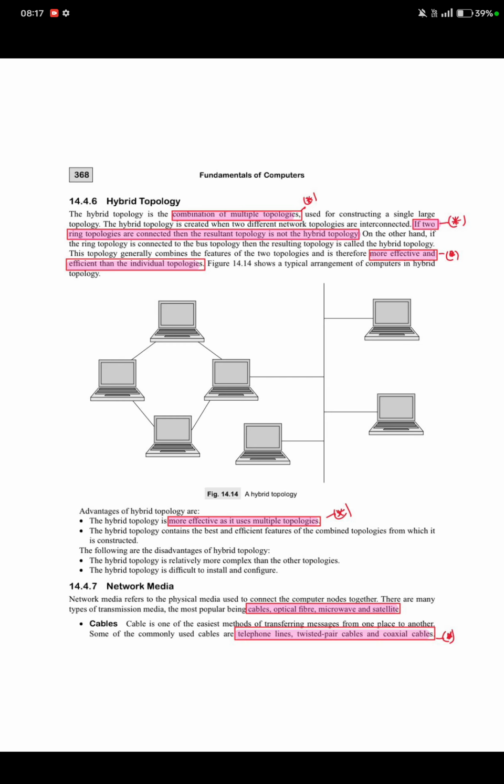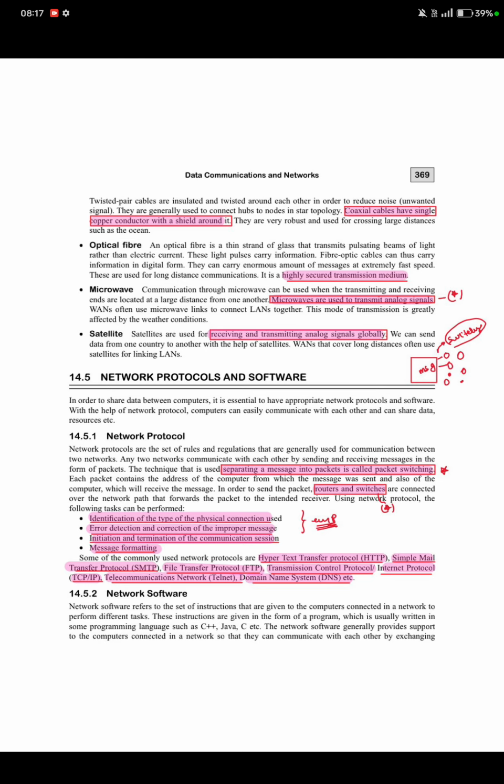Network media. The most popular being cables, optical fiber, microwave, and satellite. Cables are telephone lines, twisted pair cables, and coaxial cables. Coaxial cables have a single copper conductor with a shield around it.